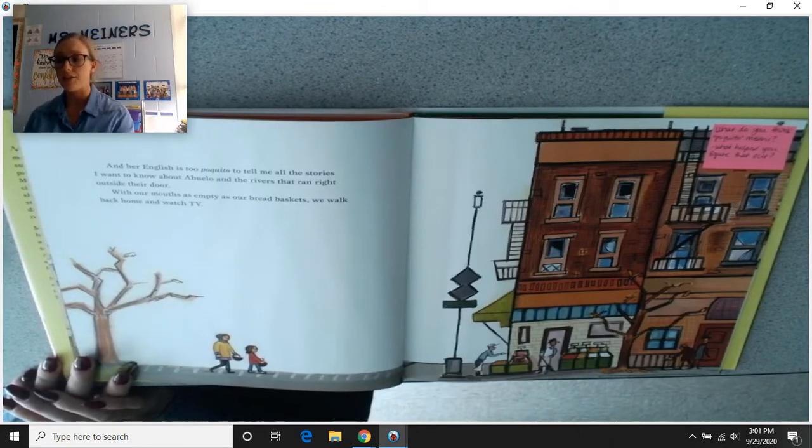And her English is too poquito to tell me all the stories I want to know about Abuelo and the rivers that ran right outside their door.